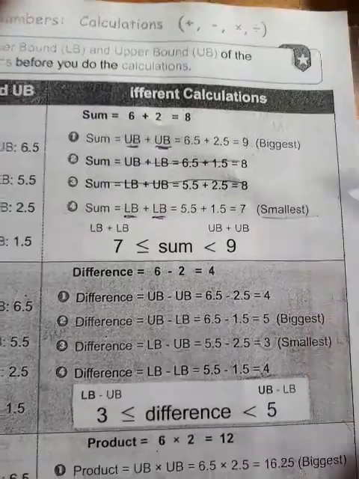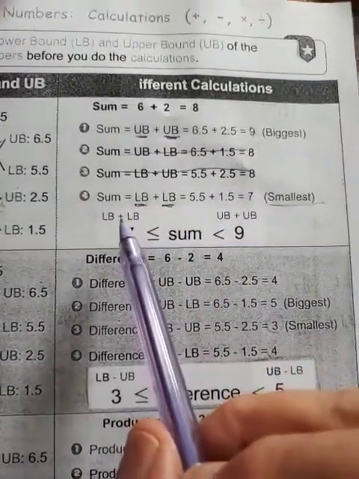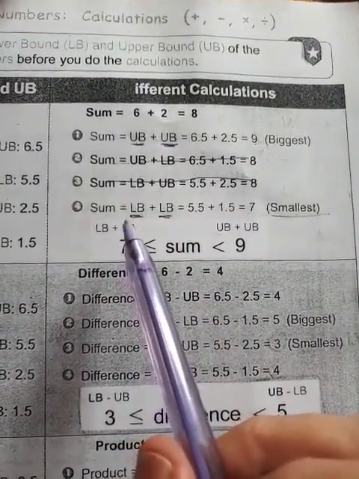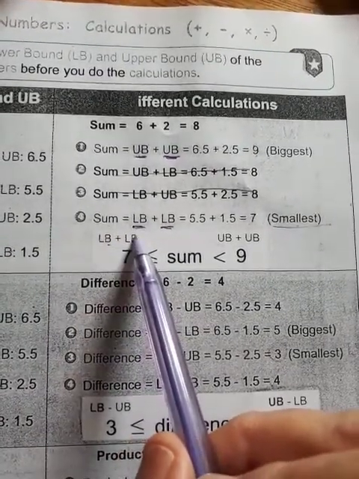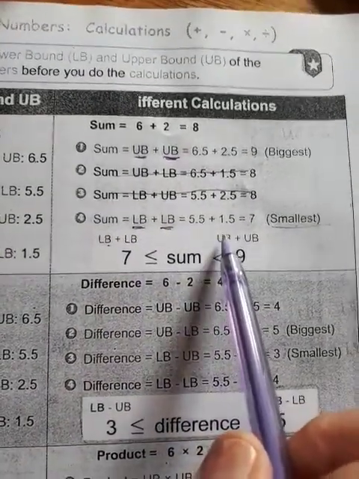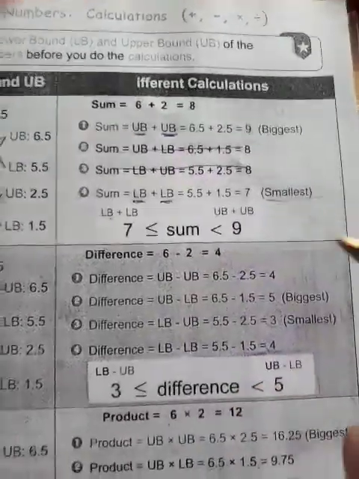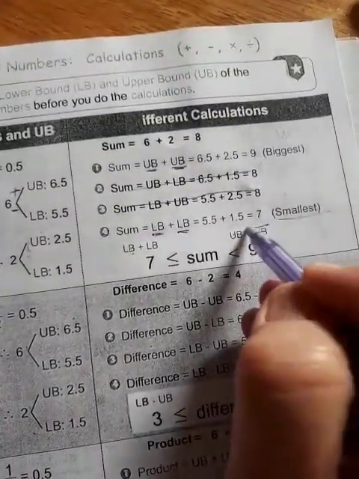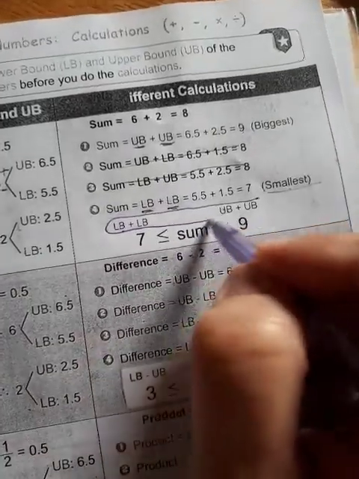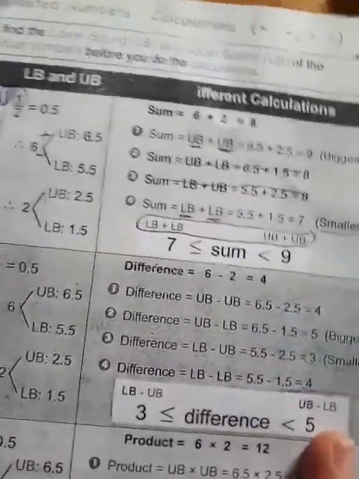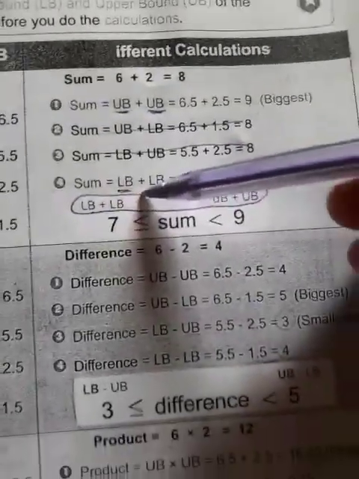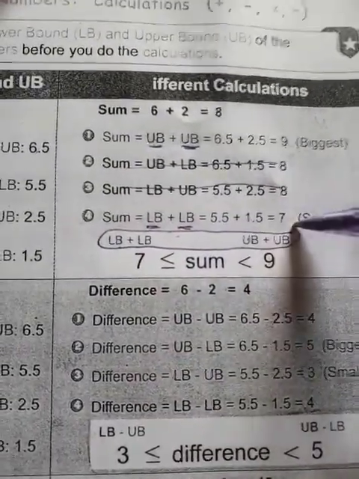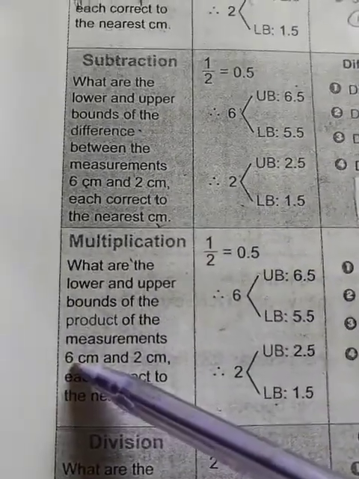So if we look at how we calculate the upper bound and the lower bound for a sum, then the lower bound is lower bound plus lower bound, and the upper bound is upper bound plus upper bound. So this is the most important part for you to remember. Okay? For a sum, it's lower bound plus lower bound, and upper bound plus upper bound. I will now jump to multiplication.